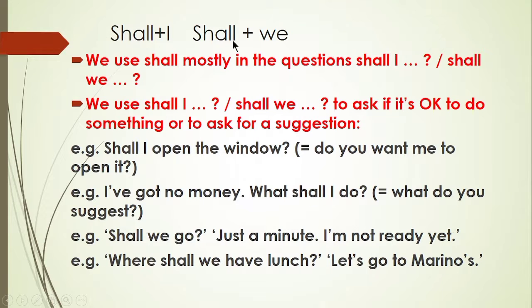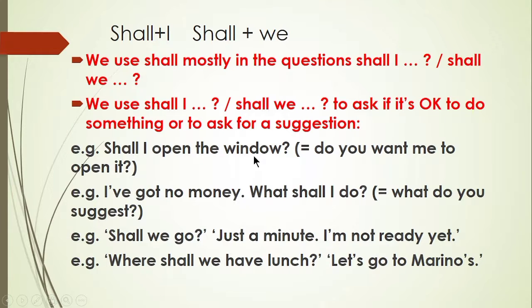Shall plus I or shall plus we. We use shall mostly in the questions, shall I or shall we. When we ask polite questions, we use this structure. We use shall I or shall we to ask if it's okay to do something or to ask for a suggestion. For example, shall I open the window? Do you want me to open it? It means that. Okay, so shall I open the window?